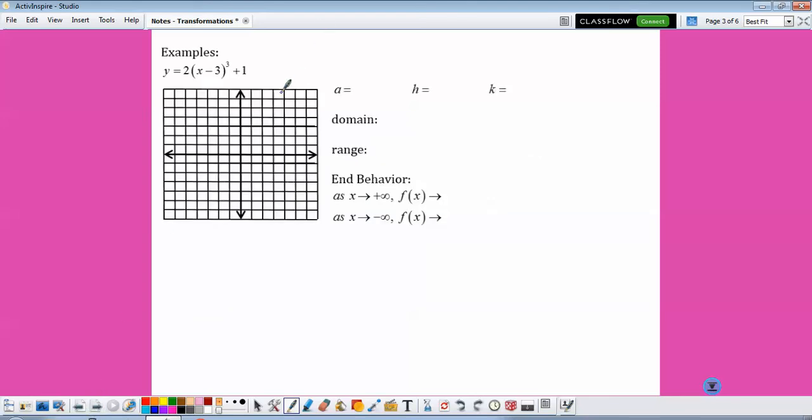So in this example, if we want to graph this, the first thing we have to do is find A, H, and K. A is your number that comes right after the equal sign, so 2. H is the opposite of what's in the parentheses with the x, so 3. And K is 1 on the end. We also need to recognize that because we have this little 3 here, we're dealing with a cubic function.